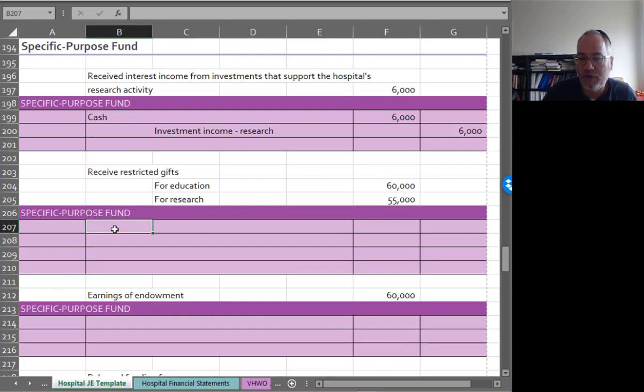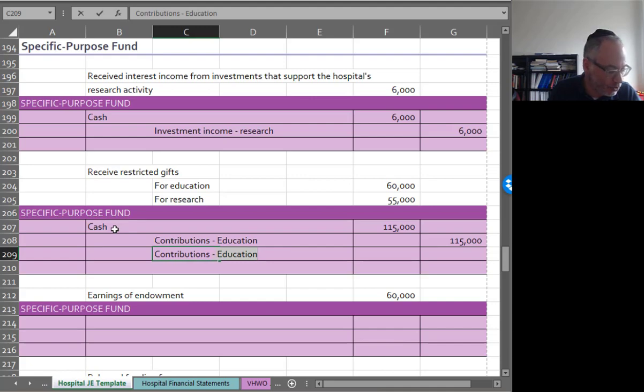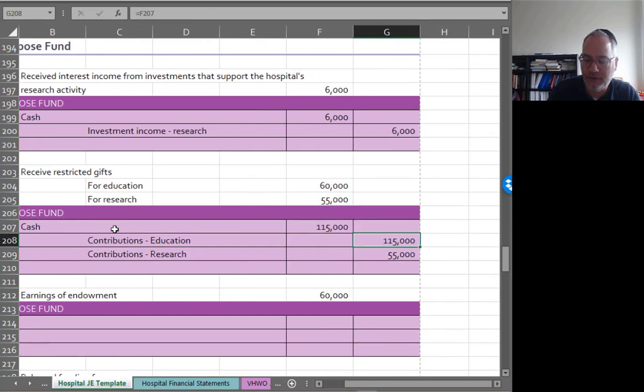So next, I receive restricted gifts, $60,000 for education, $55,000 for research. So I'm going to debit cash. This is going to go into the fund with donor restrictions. I should say net assets with donor restrictions, which is really like a fund, until I actually do education and research. And as you know from looking at the general funds, we will do that this year. Debit contributions, research.